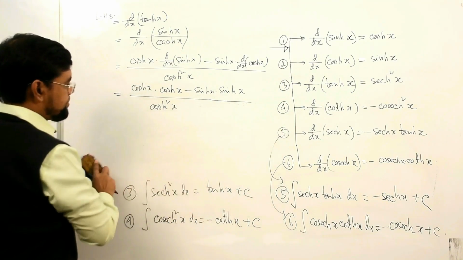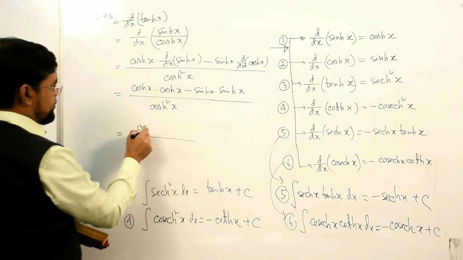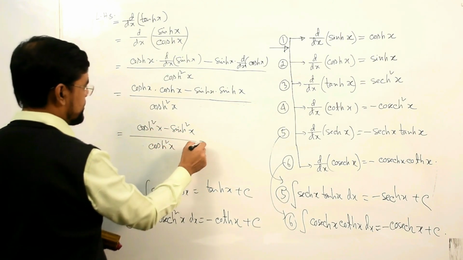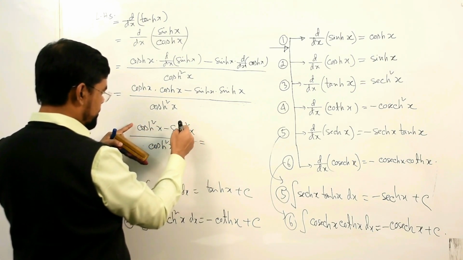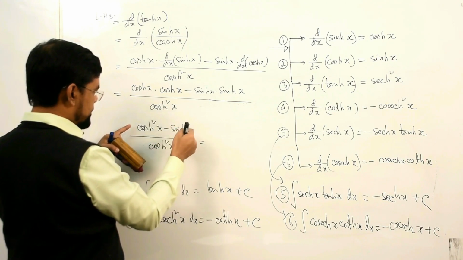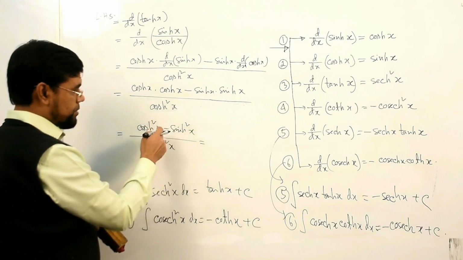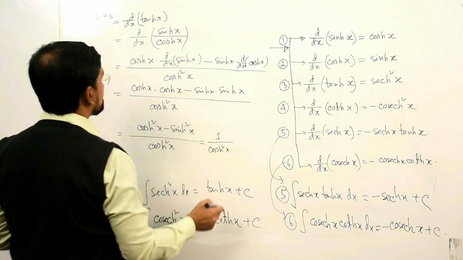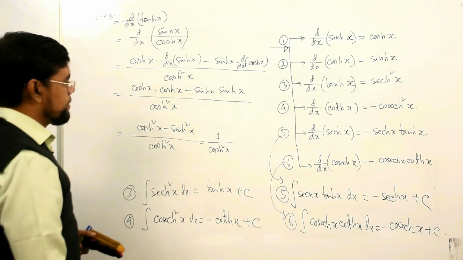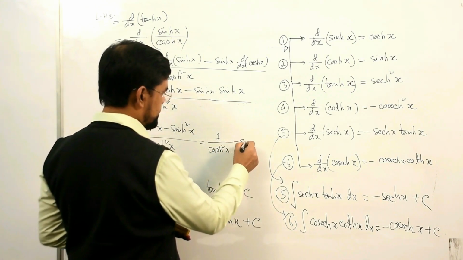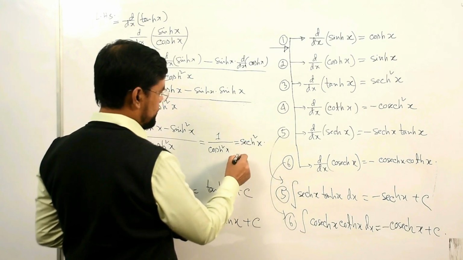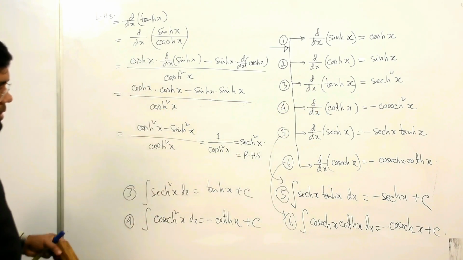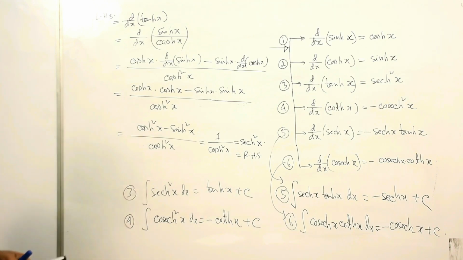This is equal to cos hyperbolic square x minus sine hyperbolic square x divided by cos hyperbolic square x, which is equal to 1. By the identity of hyperbolic functions, we know cos hyperbolic square x minus sine hyperbolic square x equals 1. So the derivative of tan hyperbolic x equals 1 by cos hyperbolic square x, which is sec hyperbolic square x, which is the right side of formula 3. So this is how you can prove the other formulas if you are interested.